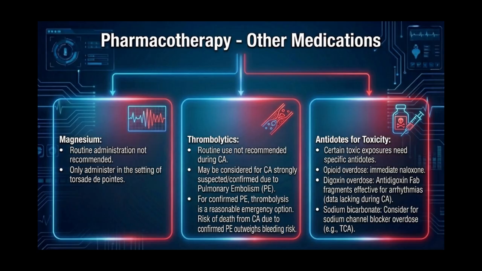Antiarrhythmic medications are considered for patients experiencing refractory shockable rhythms. Other specific medications, including calcium, bicarbonate, magnesium, thrombolytics, and antidotes, are reserved for addressing identified underlying causes or specific arrhythmias. The overarching goal is to support effective circulation and address reversible causes, thereby facilitating the return of spontaneous circulation while remembering that the priority remains on high-quality compressions and defibrillation.